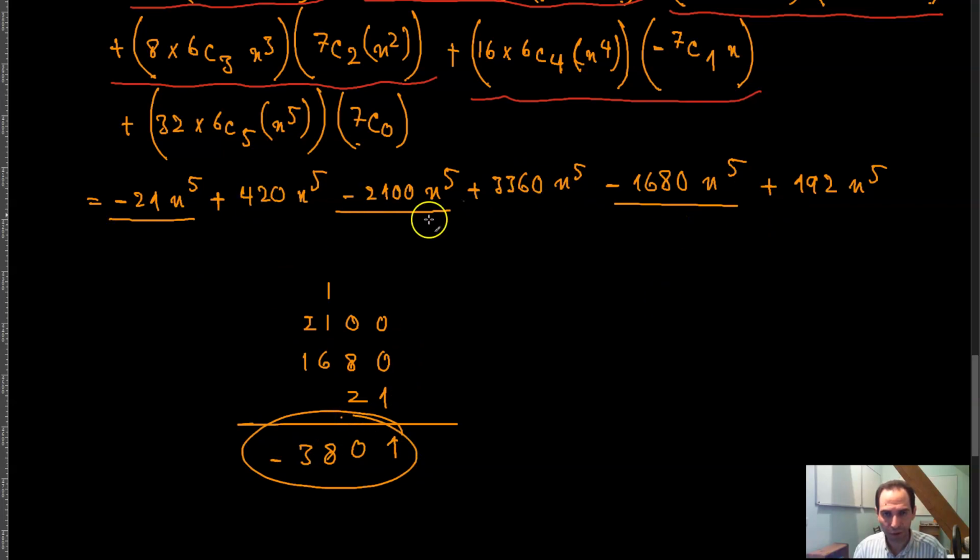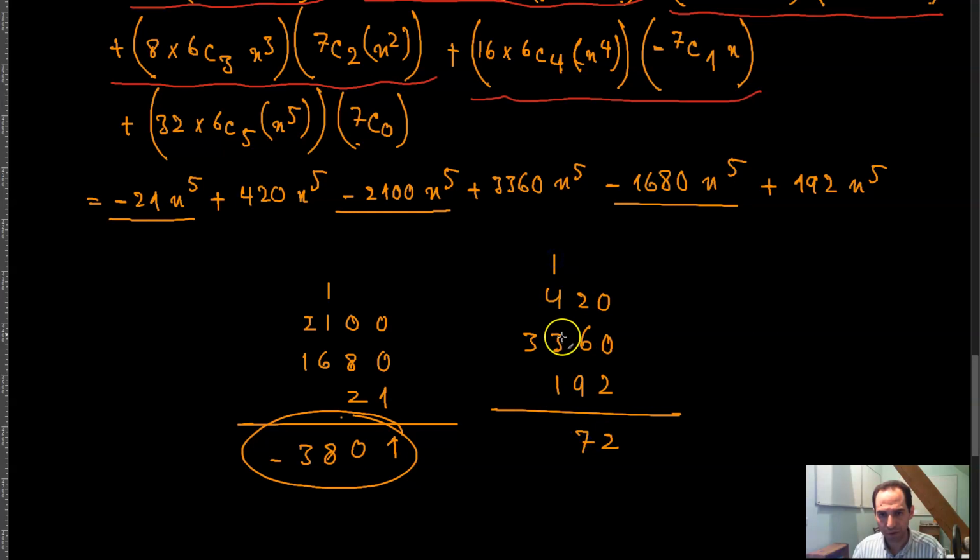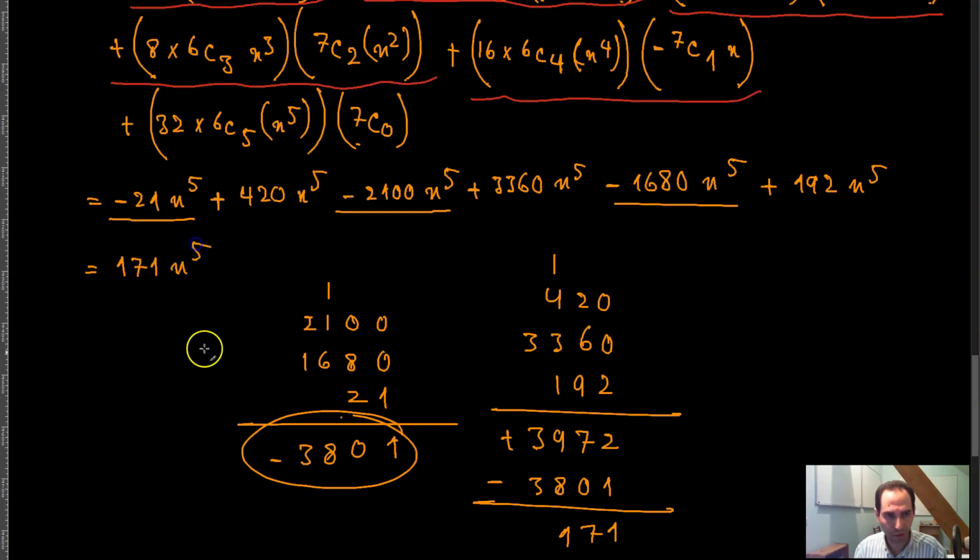And then you have all of these positive numbers, 420 and 3360 and 192. Add them together and you'll get 3972. That's positive. So 3972 minus 3801 is equal to 171. That is equal to 171 x raised to the power 5.